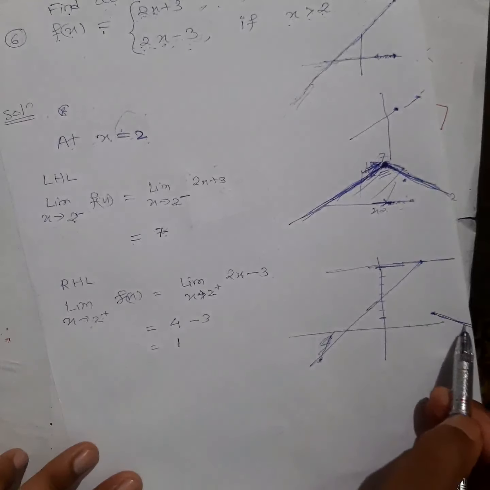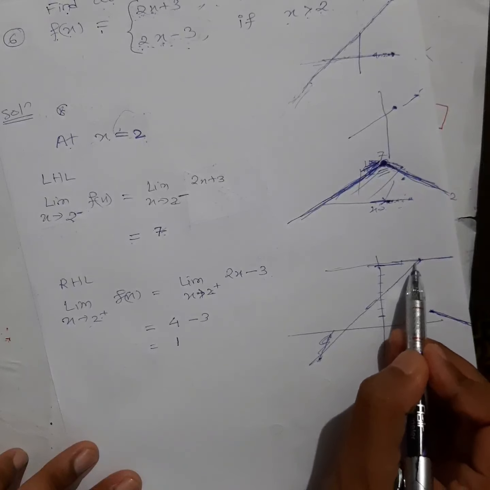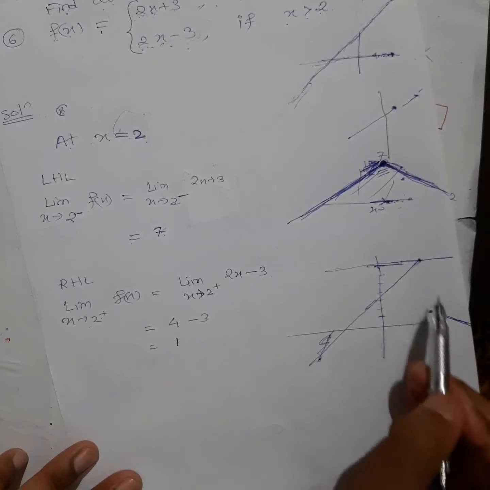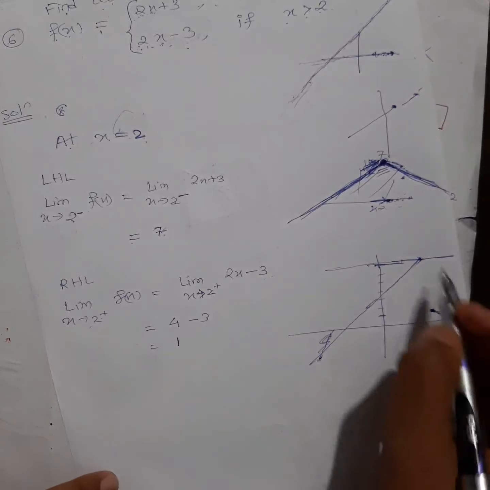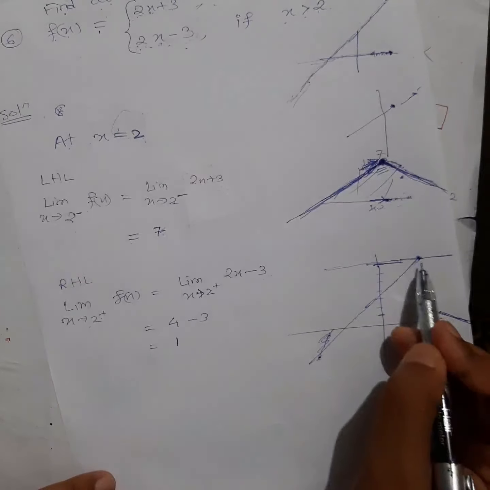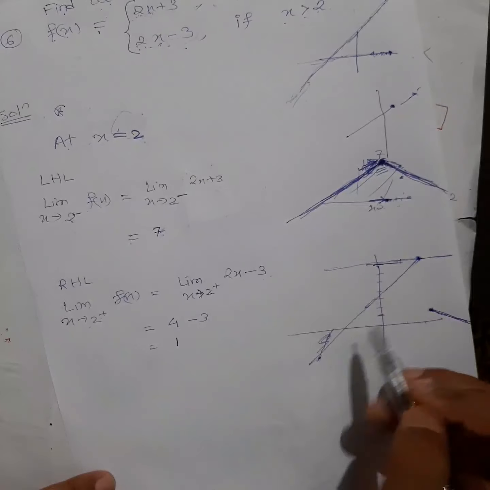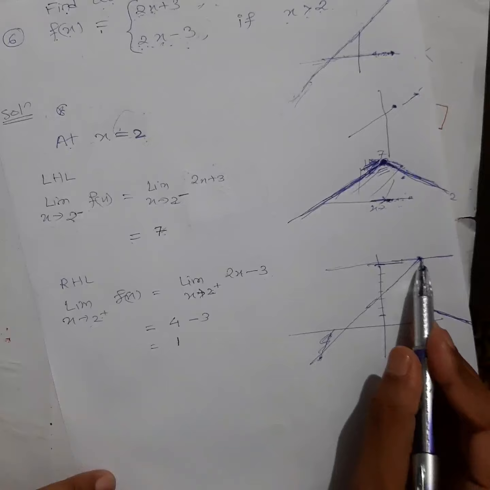That's confirmed, because from right it is approaching towards 1 and from left it is approaching towards 7. So obviously there is no chance that they will join each other. So this will be the point of discontinuity. That's confirmed. At 2 the graph will break. Rest, less than 2, it does not break. Greater than 2 also does not break. But at 2 it will break.